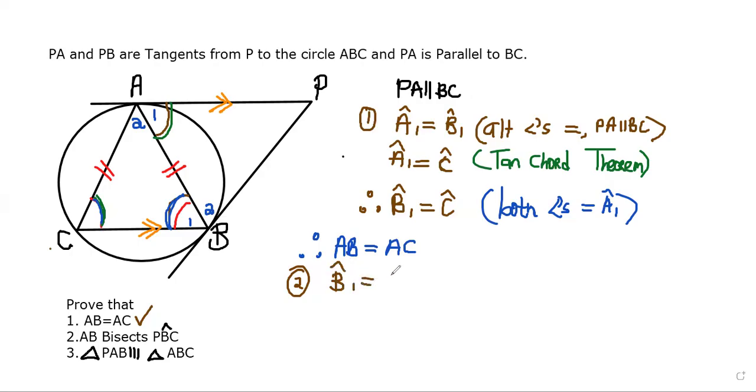B1 is equal to C. This one is proved. We proved it in number 1. You can consider writing it if you like. So this one is proved, so we're going to write it here because we're simply going to use it.